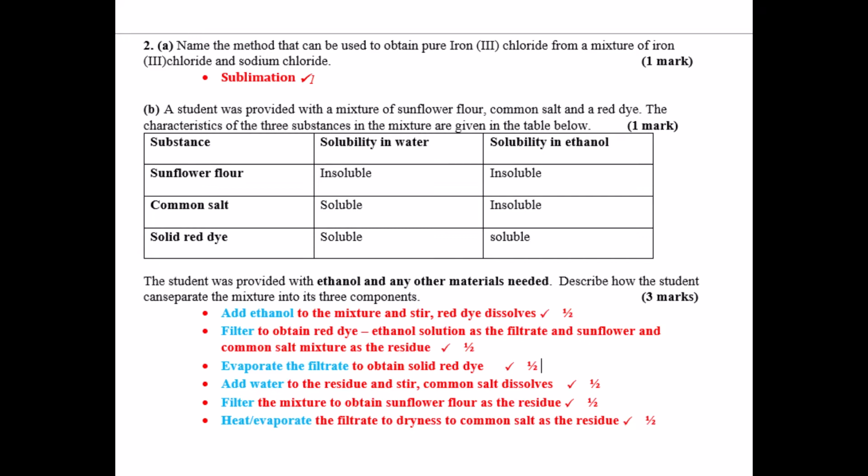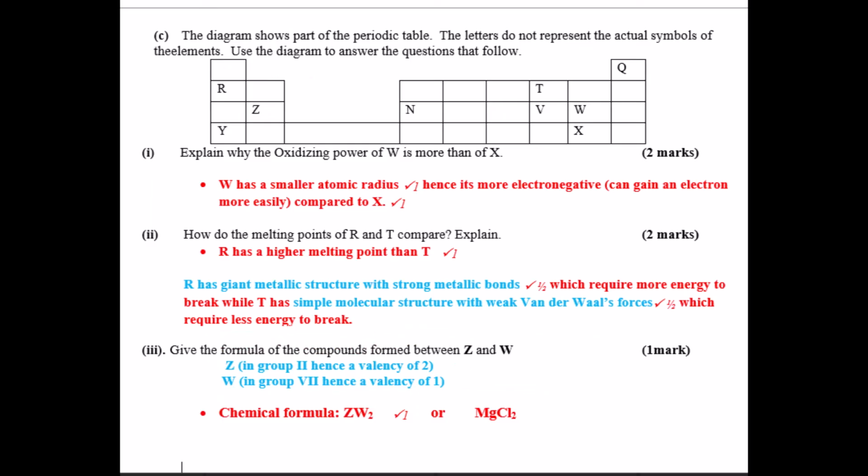Next, bring water to the residue you have. Why do we bring in the water? Because the common table salt will dissolve, but the sunflower flour will not. So you filter to obtain the sunflower flour as the residue, and in the solution there will be sodium chloride, the common salt. You evaporate to obtain it as the final component. That is the step by step. Remember, with the separation of mixtures, the steps are very key. If you miss a step, then it's not possible to separate the mixture.